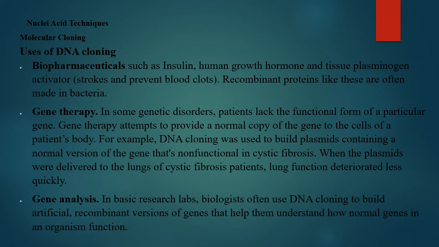Then we can also use molecular cloning for gene analysis. In basic research labs, biologists can often use DNA cloning to build artificial recombinant versions of genes. That helps them understand how normal genes in an organism function. So you cut the gene, put it into a recombinant version, into a bacteria, reproduce it, and you are able to study its usefulness.